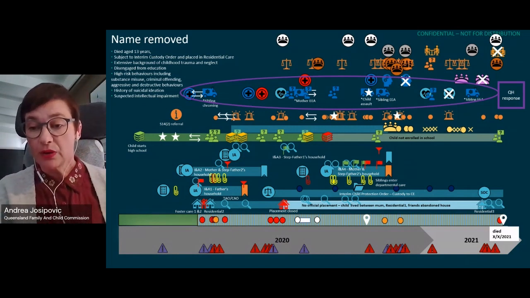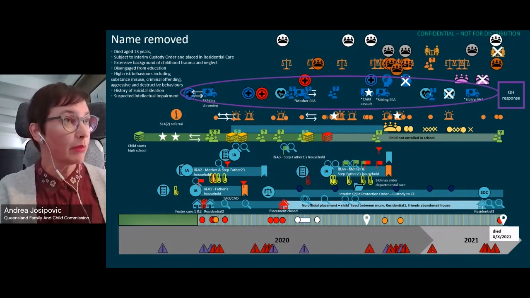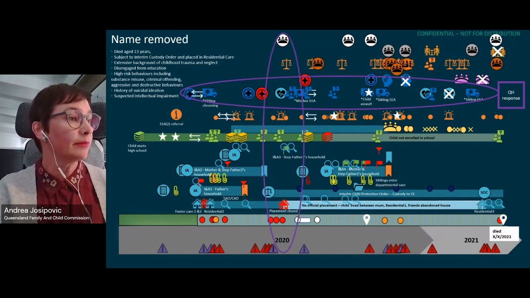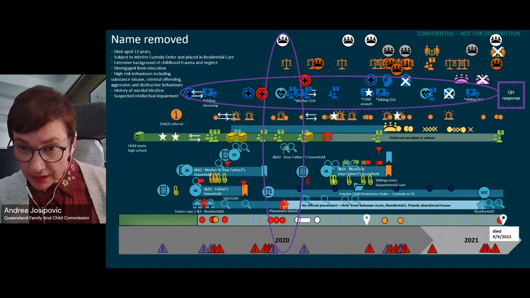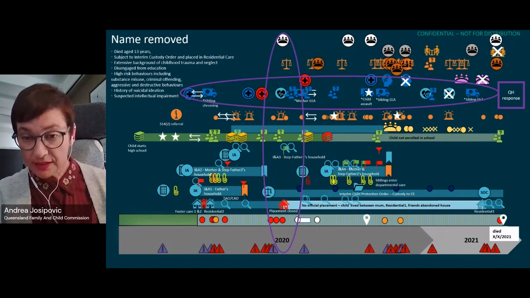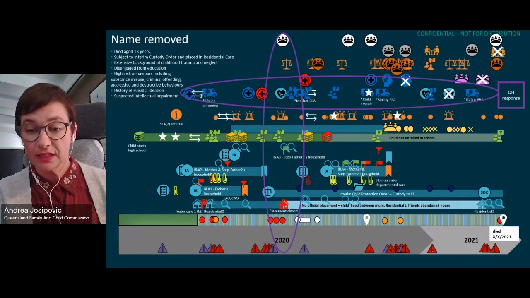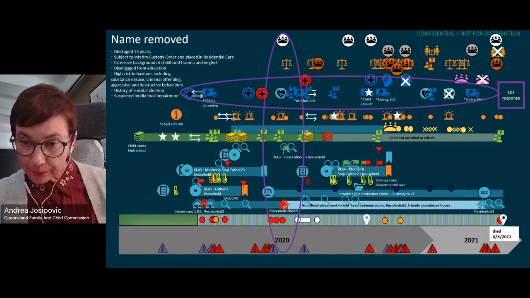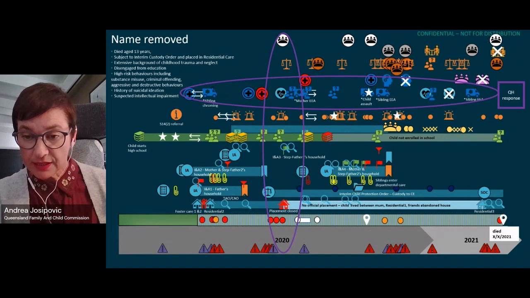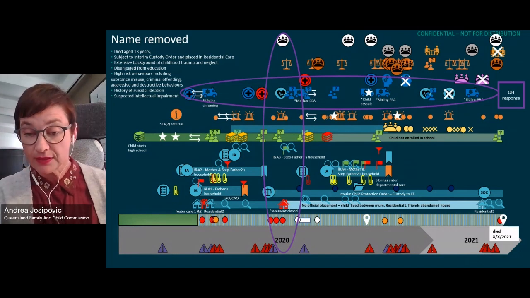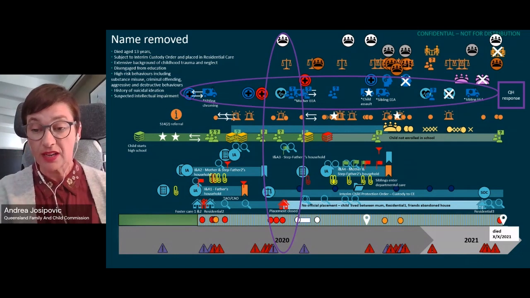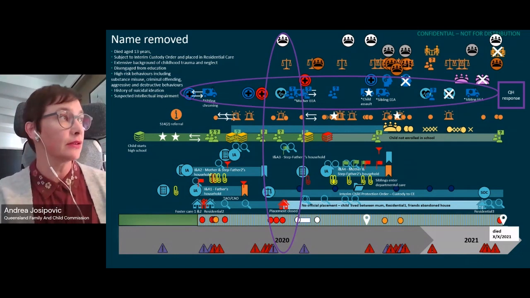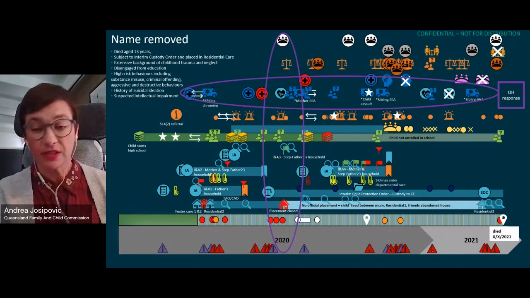And then the light blue items at the bottom is what we receive from child safety. The green depicts education's information, and then orange is police responses, purple and red alert signs are suicidal attempts and ideation and illicit substance use. And this young person was only 13 at the time.